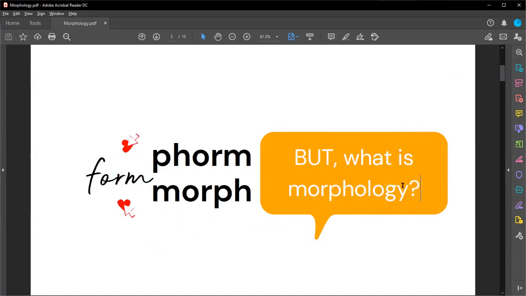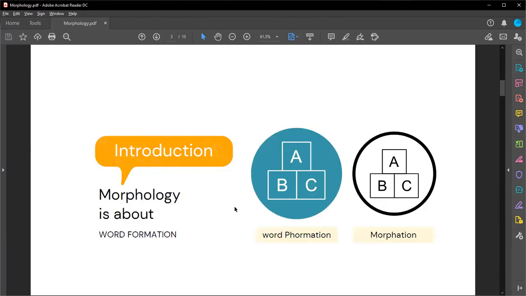So what is morphology here? Actually, this is morph. It is an anagram of form. So it is the form. Morphology is all about the formation of words. Morphology is the study of the formation of words. Remember morph, form, morphology. This is the basic introduction. Morphology is all about word formation.